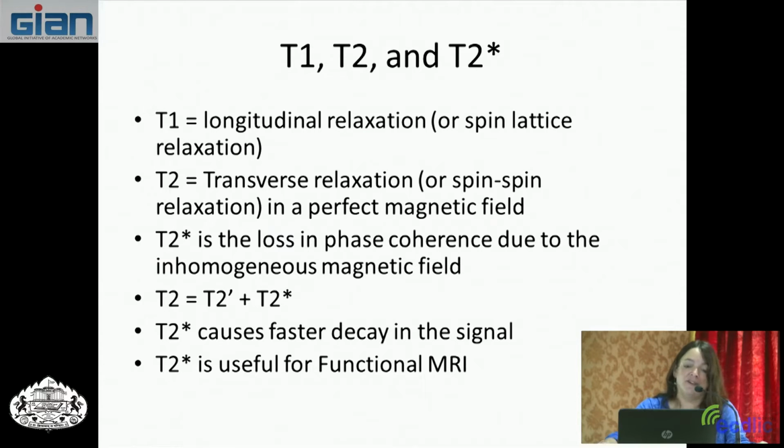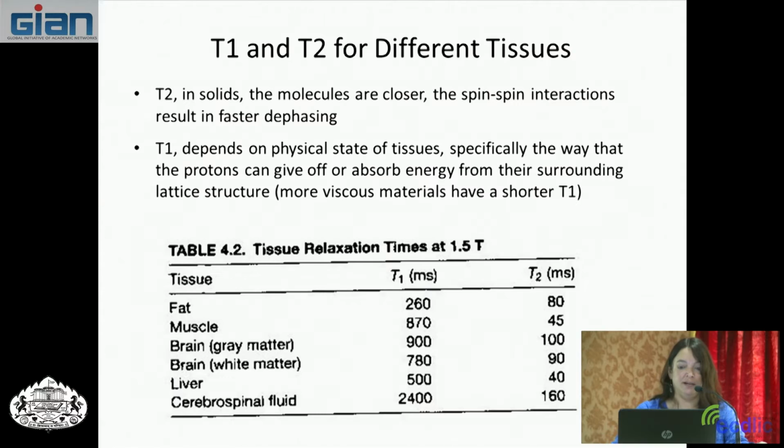T2 star causes faster decay in the signal, so it causes the T2 to be faster than what it normally would be in a perfect field. T2 star is what we use to measure functional MRI, and we'll see this again very briefly.